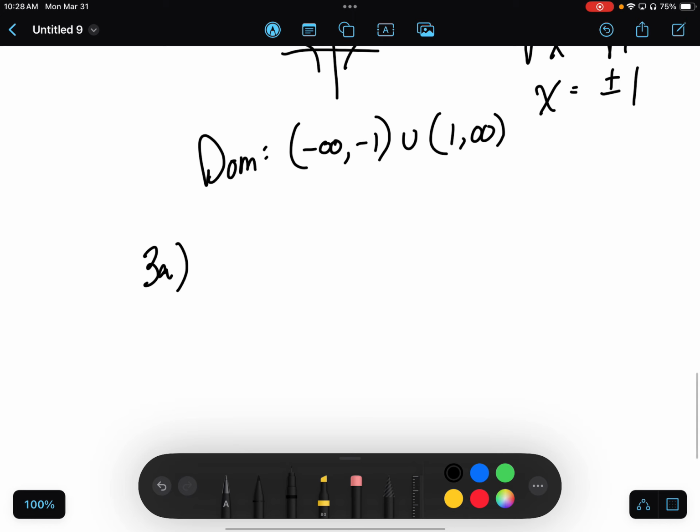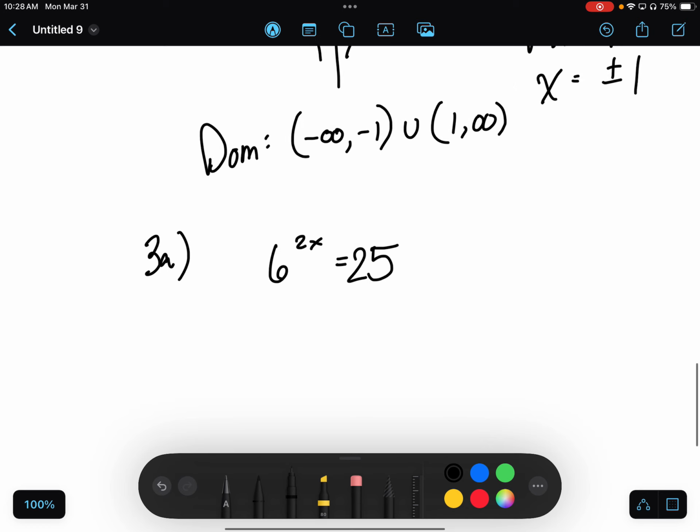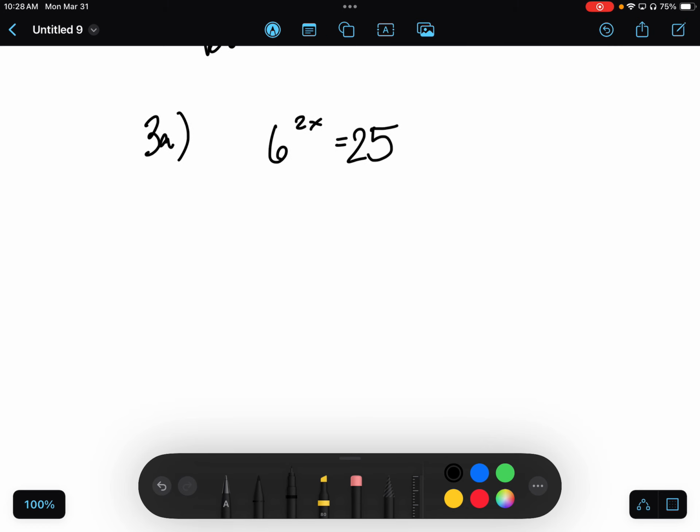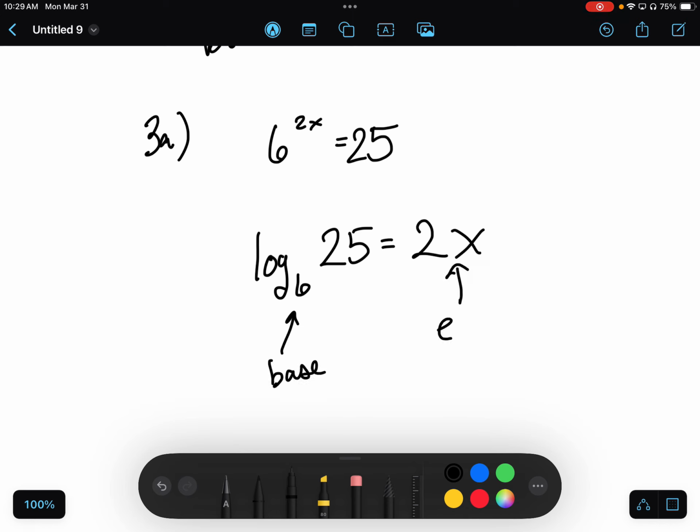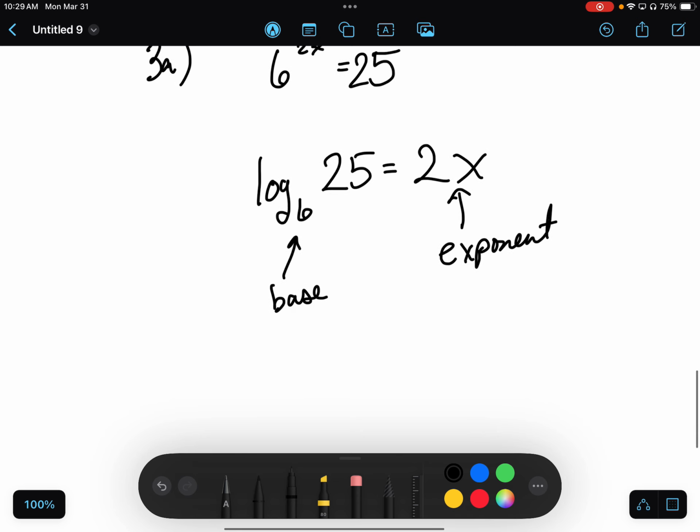3a. 6 to the 2x equals 25, that is. Write it in log form. So this is just a rewrite. So log of, what's the base number? 6. 25 equals 2x. So remember, the base goes down here. The exponent goes there. Other stuff goes in the other space. Okay, that's 3a. 3b.